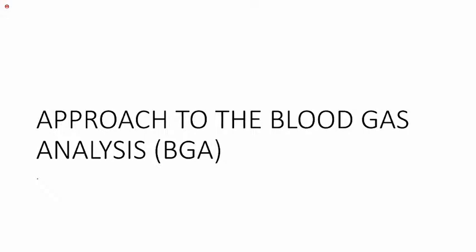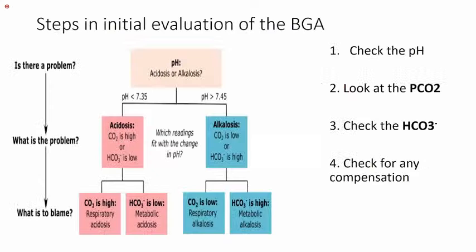So the last part of my lecture is the approach to the interpretation of the BGA or the ABG, depending on which textbook you're reading, arterial blood gas or the blood gas analysis. So say you've been given a BGA in the ward, what are the steps to follow for you to be able to tell that this is a metabolic alkalosis with respiratory compensation, etc.?